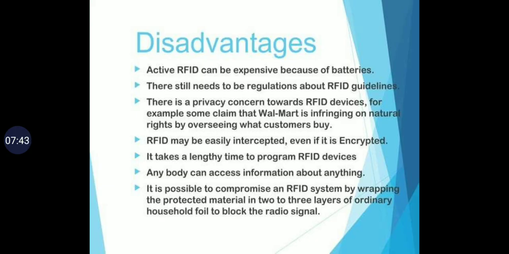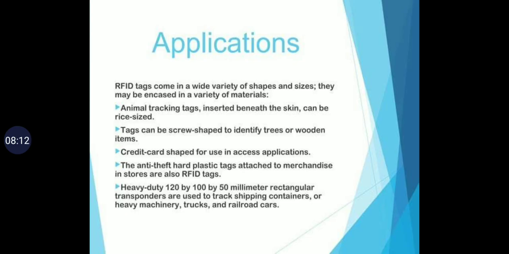Anybody can access information about anything. It is possible to compromise an RFID system by wrapping the protected material in 2 or 3 layers of ordinary household foil to block the radio signal. That is, if I want to stop the function of RFID, or block it, I just wrap it with household foil in layers, and now the radio signal will be blocked so that it cannot be used.